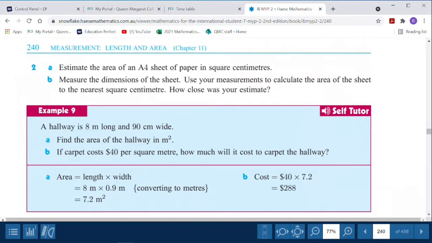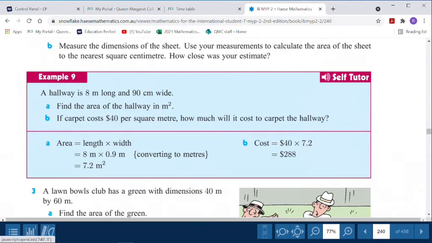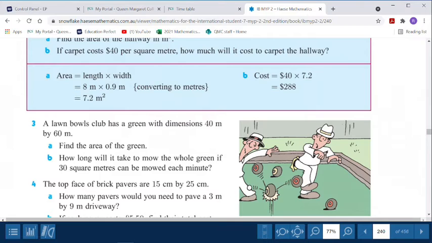So, now we just added that one more layer. Cost per meter. So, how long will it take to mow the whole green if 30 square meters can be mowed each minute? 30 square meters per minute. Okay? So, all right, so 1 minute for 30 square meters. So you can put it that way and it'll make it go away.